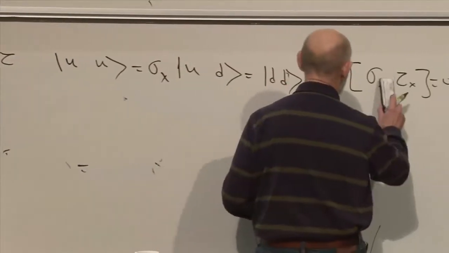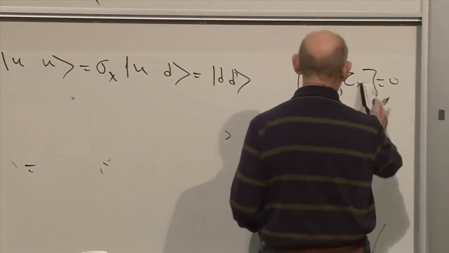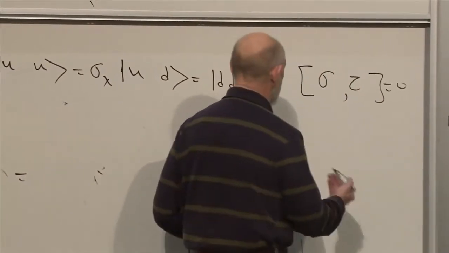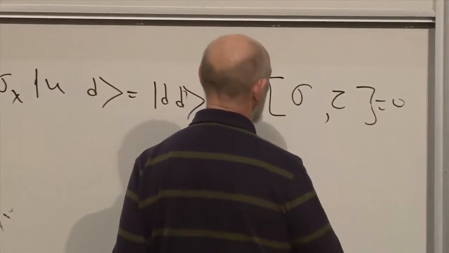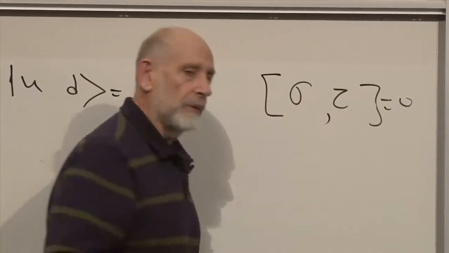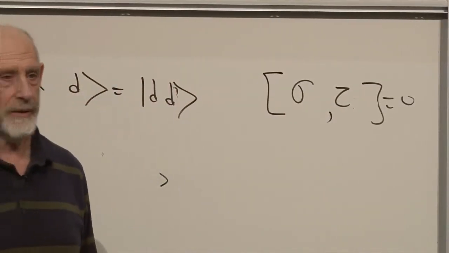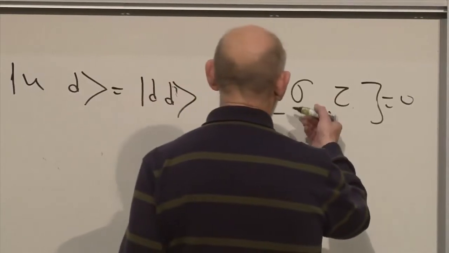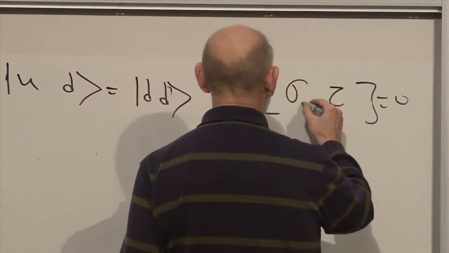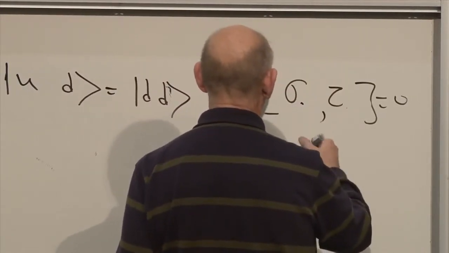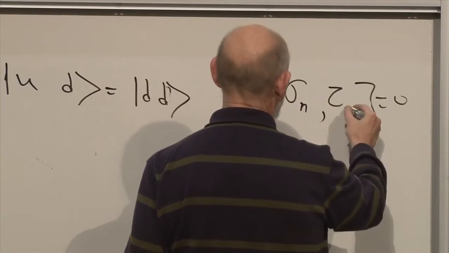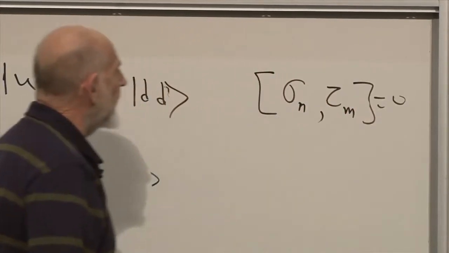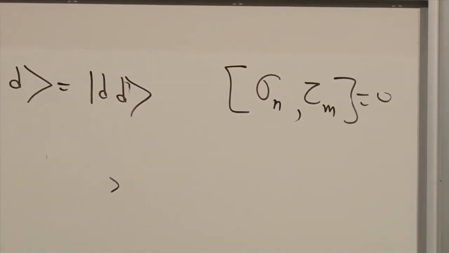All right, so we can say sigma anything. I'm not sure what to call the index here. Sigma, I don't want to call it I. We've already used I for something. So sigma n and tau m. For any n and m, they commute.